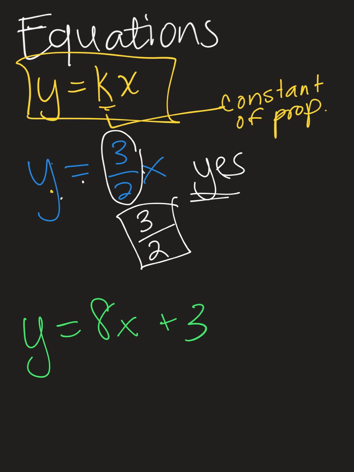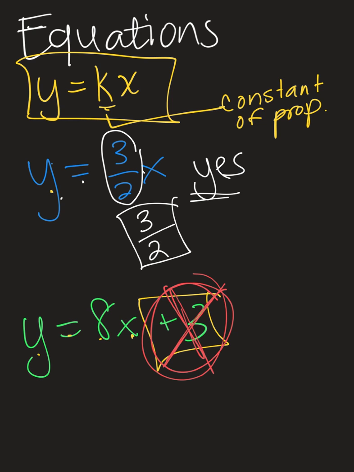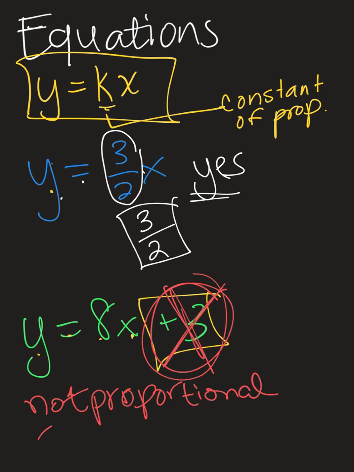Okay? And the last example here before you do your last you tries for this lesson, you are going to look here, and we have y equals 8x. So we have that format y equals kx, but in this case, it has the plus 3. The plus 3 means that this is not proportional. Because if we were to graph this, it doesn't go through the origin. It would go through the point 0, 3.